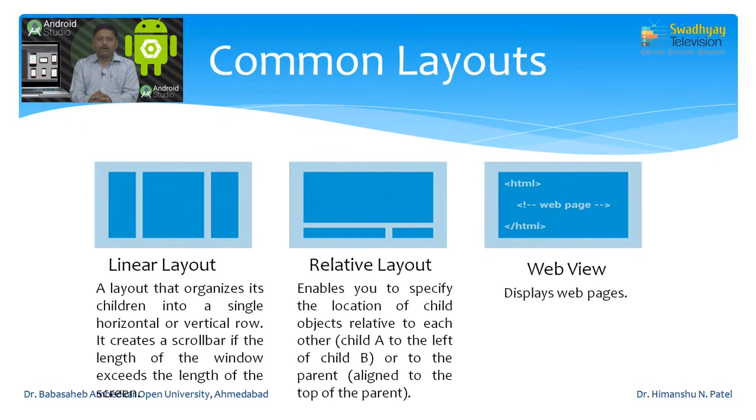We can have a component which may be horizontally row by row. So, linear layout either organizes all its children vertically aligned or side by side, row by row. You can use this layout to organize children into a single horizontal or vertical row, and it creates a scroll bar if the length of the window exceeds the length of the view. So, whenever you want to organize in column or row format, you can use this layout.